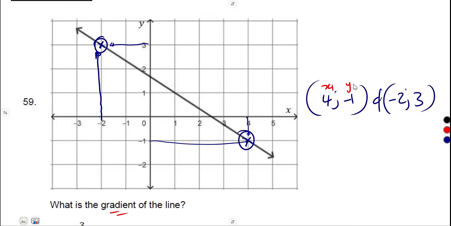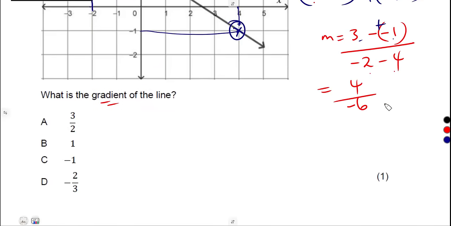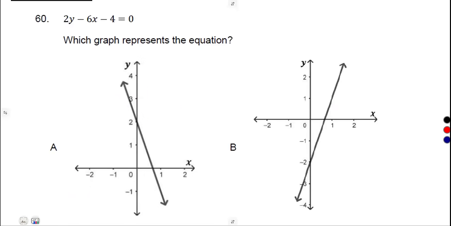Change in y over the change in x as before, y2 minus y1. So that's 3 minus -1 over x2 minus x1, -2 minus 4. So minus minus is a plus, 3 plus 1, which is 4, over -2 minus 4, which is -6. So 4 over -6 is going to be -2 over 3, which is D. D was going to be the best answer there, okay? Yeah, all right, that's it.